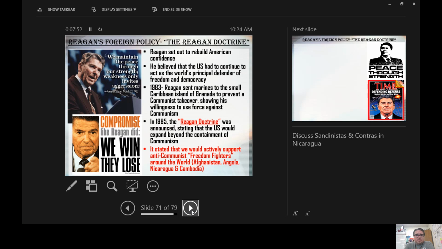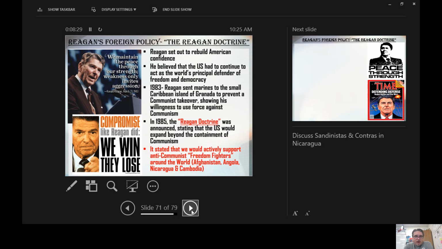In 1983, Reagan sent Marines to the small Caribbean island of Grenada to prevent a communist takeover, showing his willingness to use force against communism. In 1985, the Reagan Doctrine was announced, stating that the U.S. would expand beyond the containment of communism. It stated that we would actively support anti-communist freedom fighters around the world, which we did, as we previously spoke about, in Afghanistan. We did it in Angola in Africa. We did it in Nicaragua in Central America. We also did it in Cambodia.